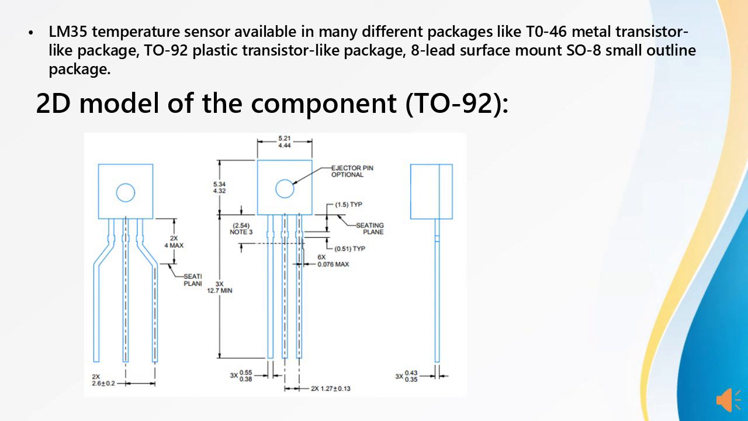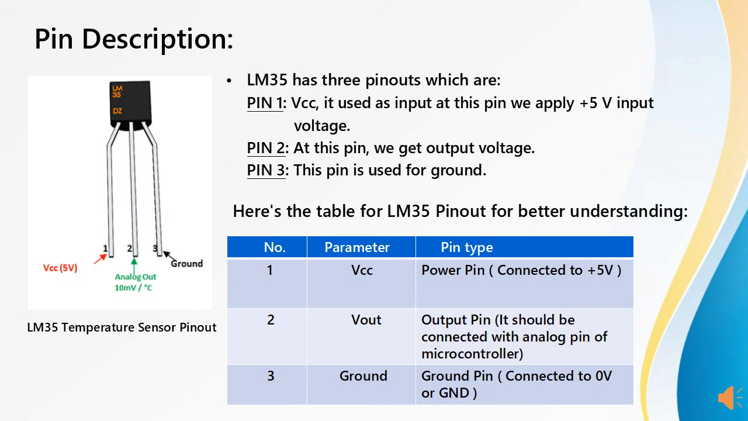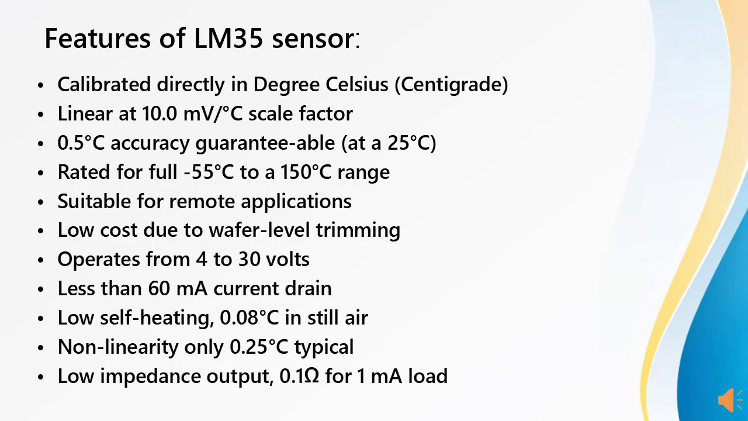The 2D model of the component TO-92 can be seen as below. The description of LM35 is as shown below. It has 3 pinouts. One is for VCC, the other is for output, and the third is for ground. The features of the LM35 sensor can be pointed out as below.